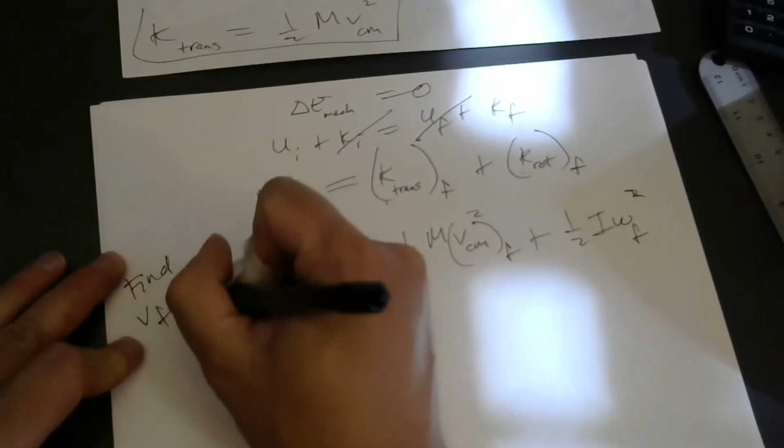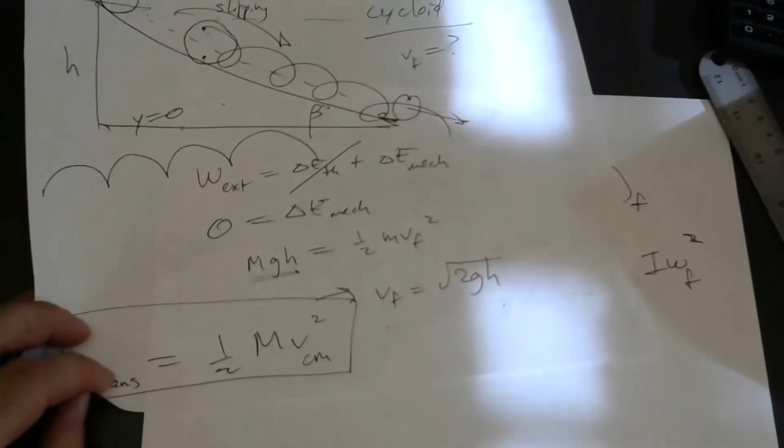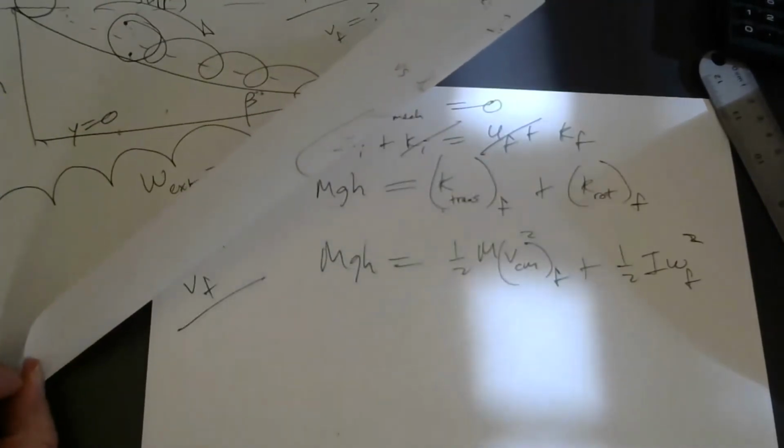The whole point here was to find the final speed. I want to see if it actually is root 2gh or something else. I think it's obvious already it's something else. How do we proceed here?